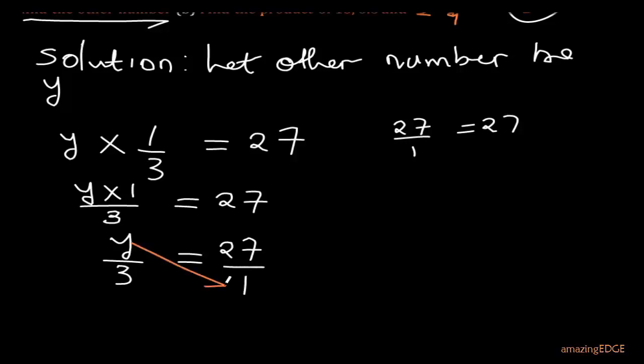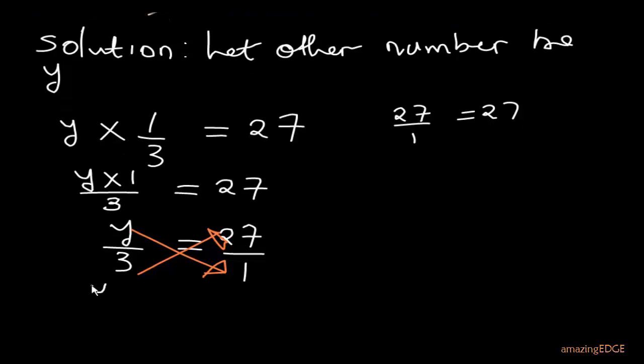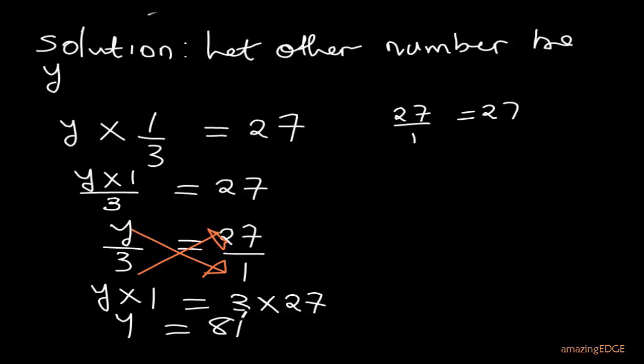So we can move in this order and also in this order. Okay, so here following the cross multiplication, y times 1 will give us y. So we have y times 1 is now equal to 3 times 27. So when you multiply out, y times 1 is y, then 3 times 27 will give us 81. So we have here 81. So the unknown number we are looking for is 81.